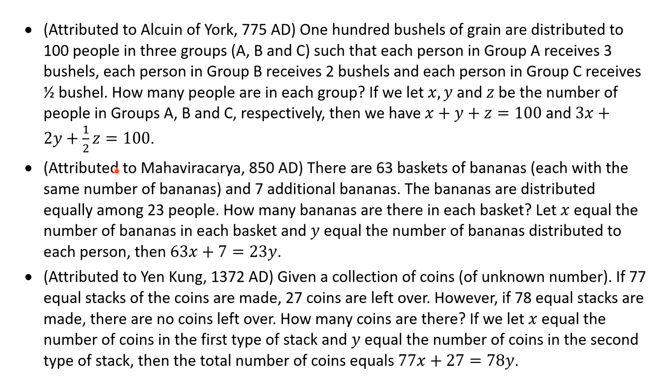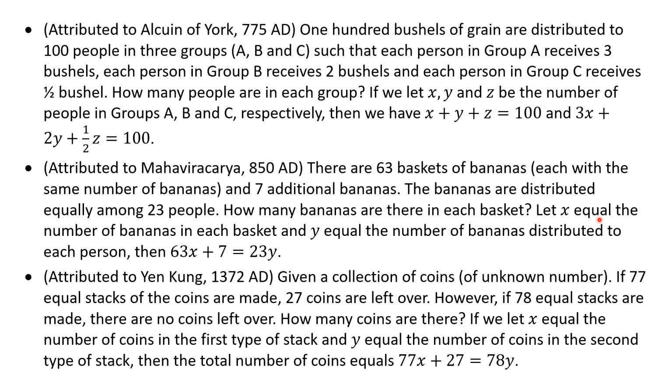Then there's another one attributed to Mahavirakarya, 850 AD. Let's read that. So there are 63 baskets of bananas, each with the same number of bananas, and 7 additional bananas. The bananas are distributed among 23 people. How many bananas are there in each basket?